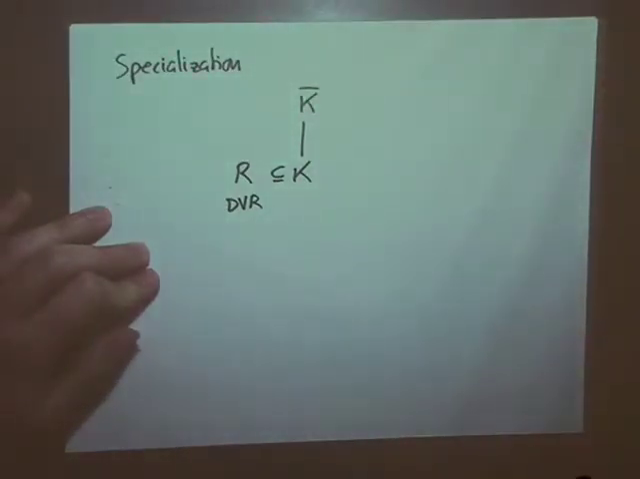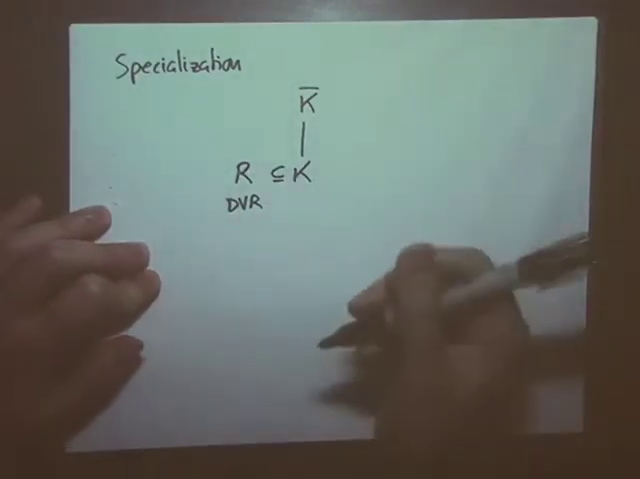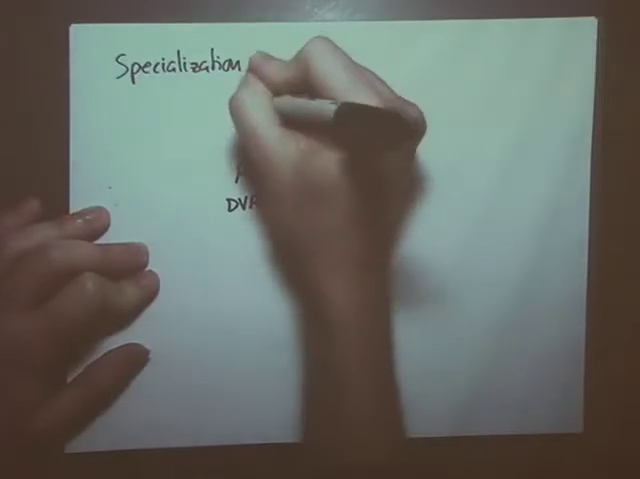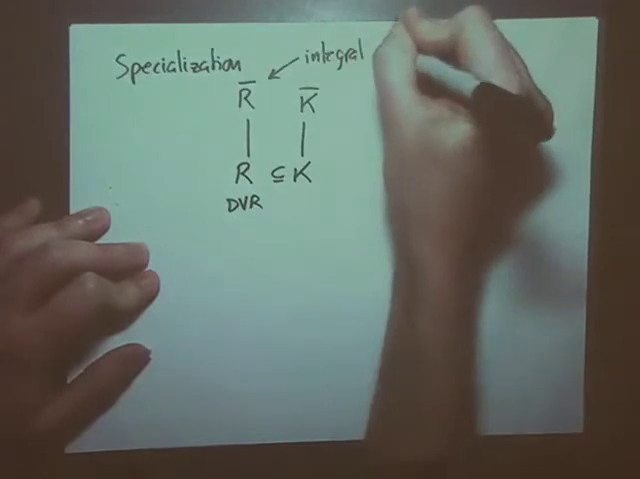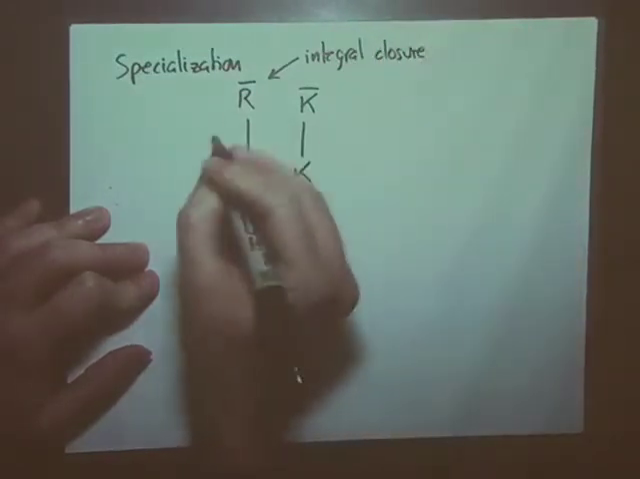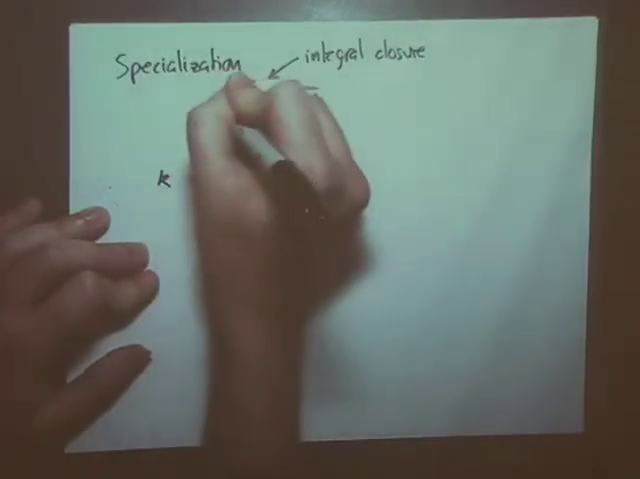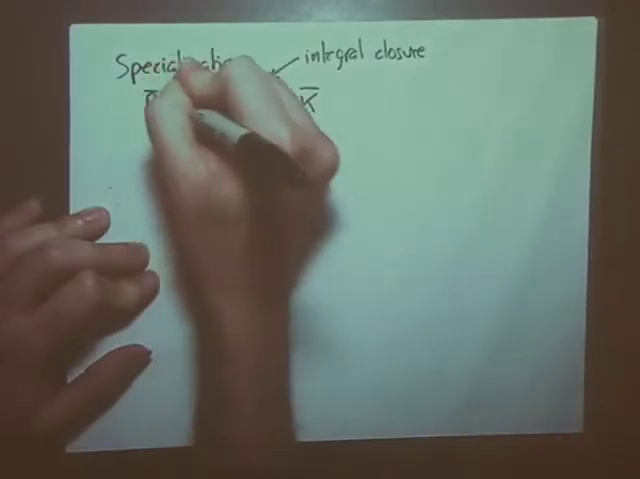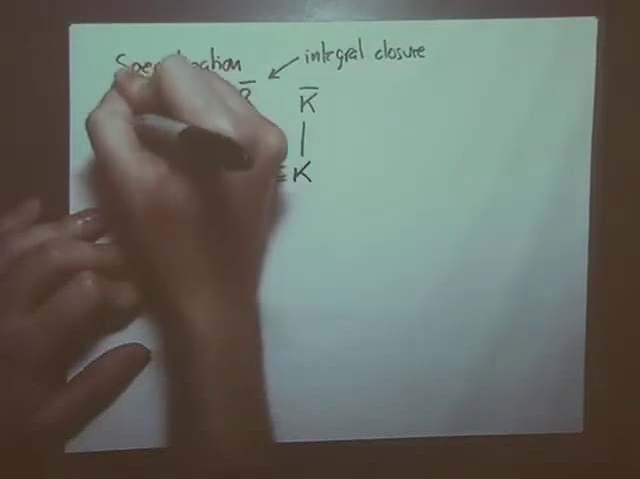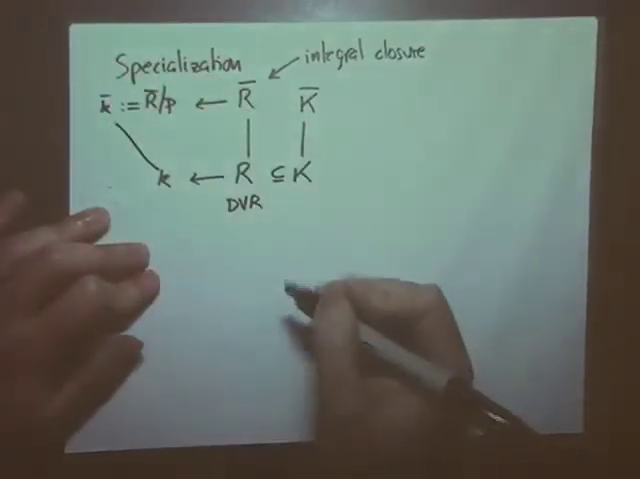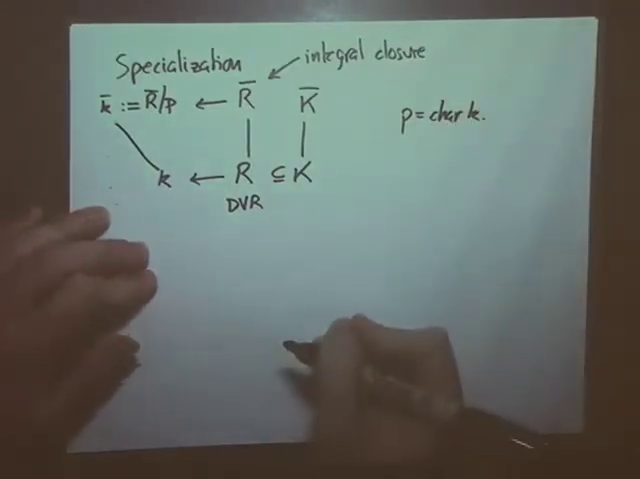I really want to do things over a number field, so I might as well start saying this is like a DVR, and I'm hoping that K is a number field. And I can take the integral closure of R here, and I have a residue field as well, little k. And if I choose some prime in R_P, I'll call K bar an algebraic closure for K, and P is going to denote the characteristic of this residue field, little k.